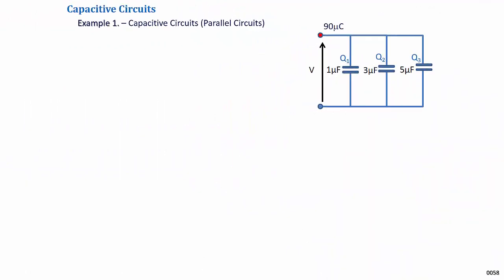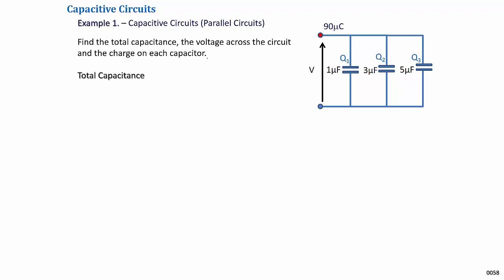The following example is in the accompanying workbook, Capacitive Circuits, Parallel Circuits. Here we are required to determine the total capacitance of the circuit, the voltage across the circuit, and finally the charge on each capacitor. To find the total circuit capacitance.